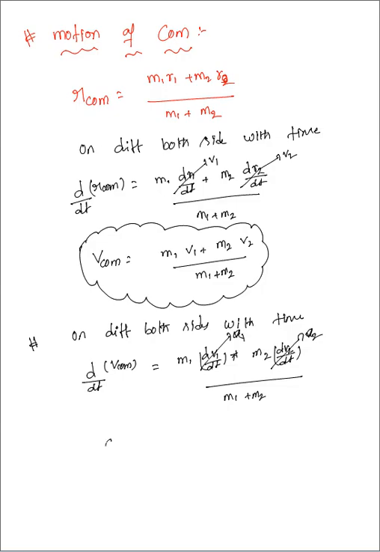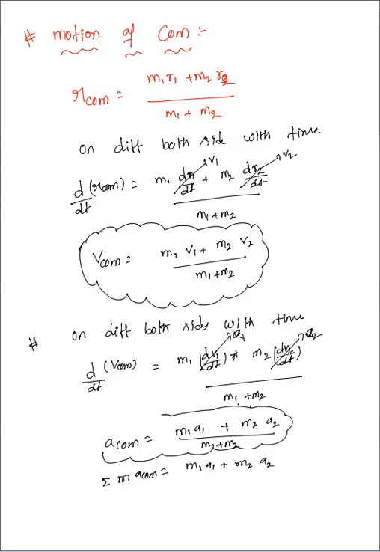Acceleration of center of mass can be written as what here? M1 A1 plus M2 A2. So this is nothing but sigma m. Now if I shift sigma m to the LHS, sigma m into ACOM is equal to M1 A1 plus M2 A2, divided by M1 plus M2. This is the acceleration of COM.